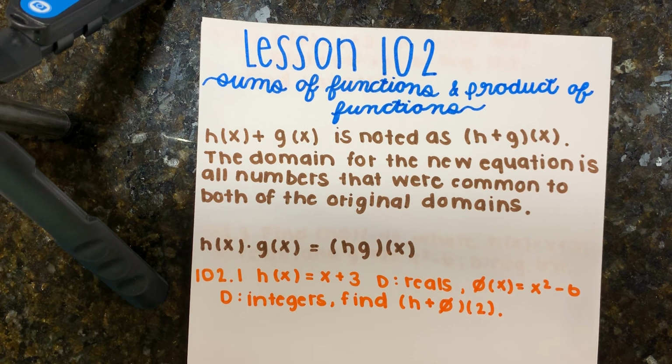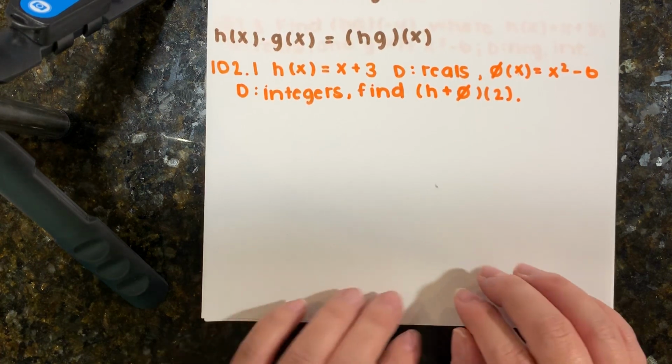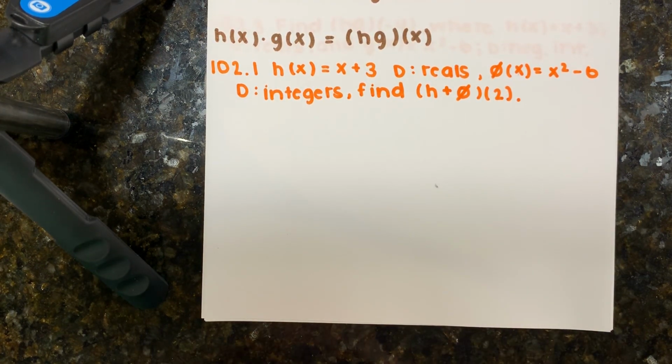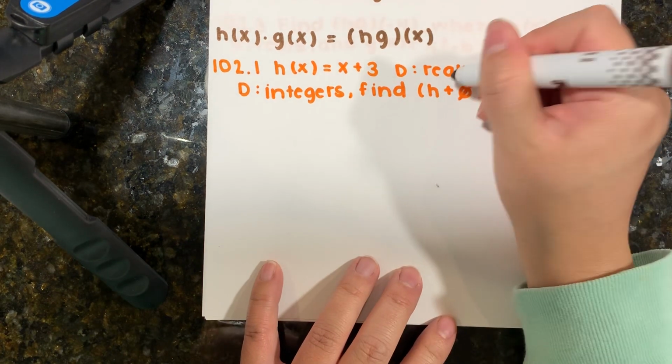Okay, so looking at 102.1, it says h of x is equal to x plus 3. The domain is reals. Then g of x equals x squared minus 6. The domain is integers. Find h plus g of 2. So they're asking you to solve for 2, but they're asking us to add the functions together.